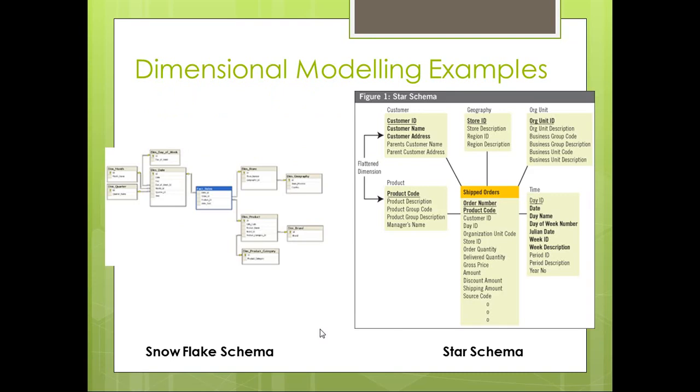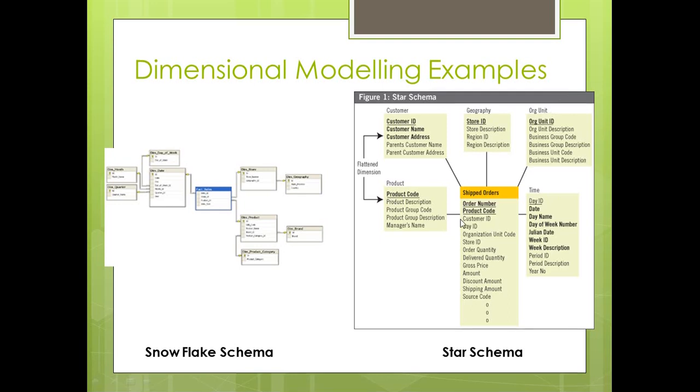So here are some dimensional modeling examples. On the left, we have a snowflake model, the blue over here. The blue box over here is actually a fact table, and the gray boxes to the left and the right of it are dimension models. As you can see, this dimension is connected to this dimension. The star schema has direct joins. So for example, we have ship orders, which is a business process being tracked. And it has different dimensions like geography, customer, product, time, and origin unit.